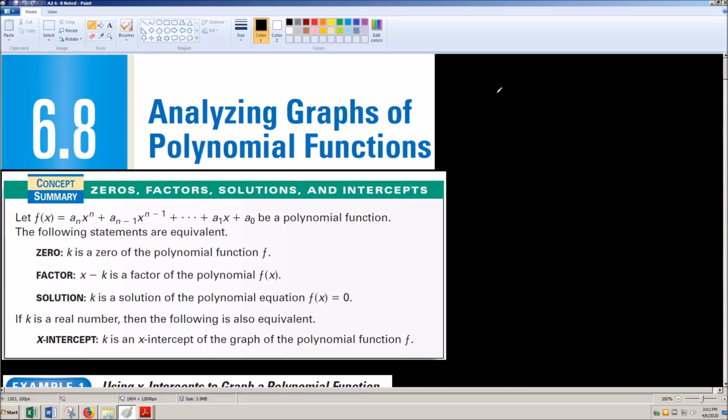What's that, ghost of Albert Einstein? You want to analyze graphs of polynomial functions? What a coincidence. That's what we're doing today. Here in 6.8, we are going to look at what these crazy graphs look like.